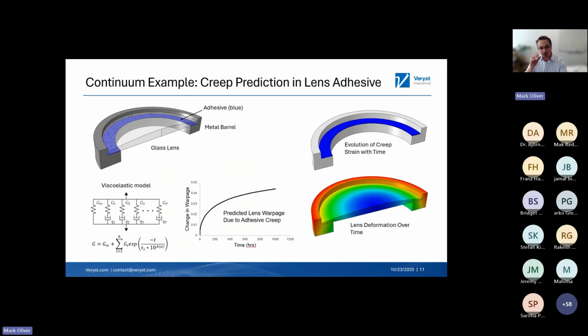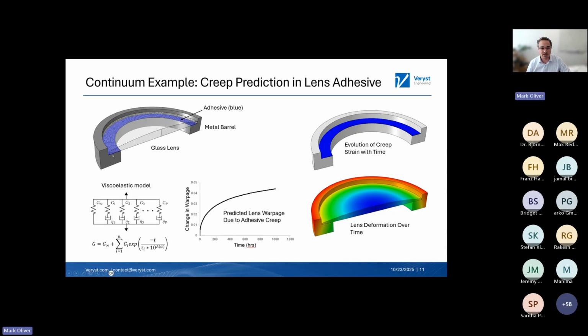So this is a different example. This is more on the continuum side. Another area where FEA can be very powerful for understanding adhesive behavior is the creep and stress relaxation realm. Adhesives are polymers, and polymers generally exhibit some viscoelastic behavior. So stress will relax over time, or they will creep. And this can be really important in applications like optics, right?